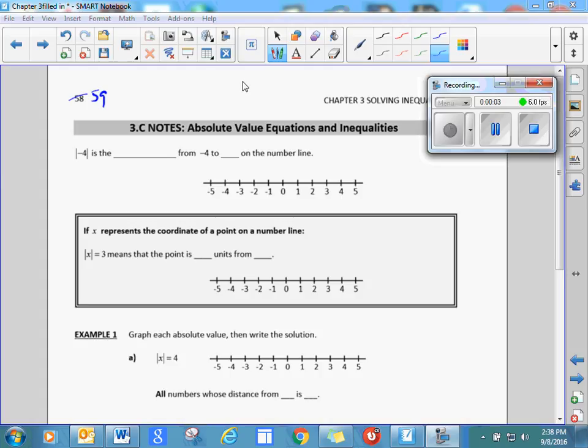Hi guys, we're going to talk today about the notes on page 50. It's 59 in your binder. For some reason my numbering appears to be off. This is the section on learning how to solve absolute value equations and inequalities. You haven't done this before, and this is a little bit confusing.